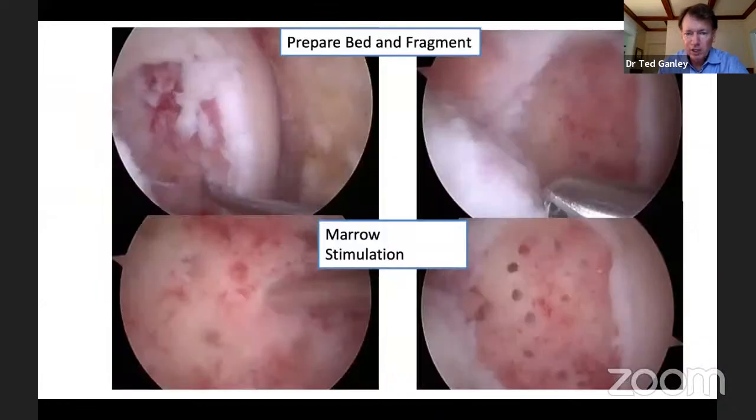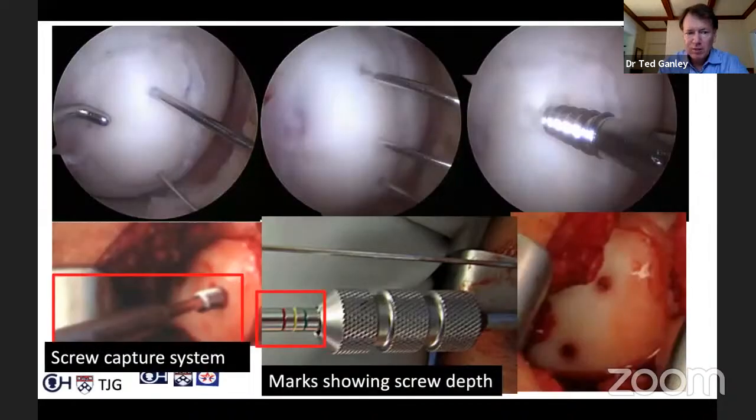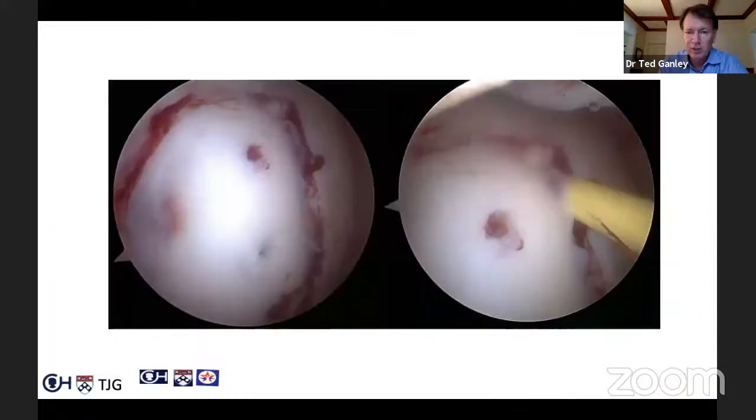The first patient had the trapdoor lesion addressed arthroscopically. You can see preparing the bed and the fragment, with some marrow stimulation, although it looks like pretty good blood supply. That patient was treated arthroscopically with headless compression screws. There are resorbable types, but I tend to like stainless. I will return in 4 to 6 months and remove those. You can see a screw capture system marking the depth. I'll put those several millimeters beneath the articular cartilage. That's the arthroscopic case.